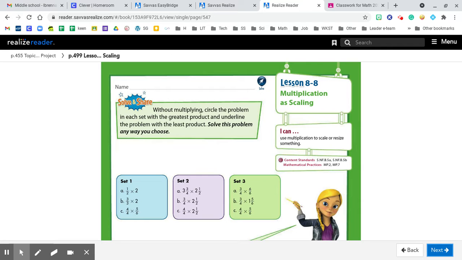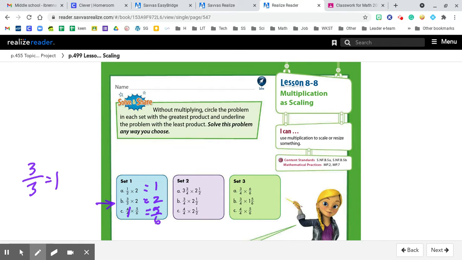So in set A, we have half of a group of two. So if there's two things and we want half of them, what are we going to get? We'll get a 1. 3 over 3 times 2. 3 over 3 equals 1. So 1 times 2 equals 2. Remember, 3 over 3 equals 1. So that's like a whole number by a whole number. And 4 over 4 times 5 sixths would be like saying 1 times 5 sixths equals 5 sixths.